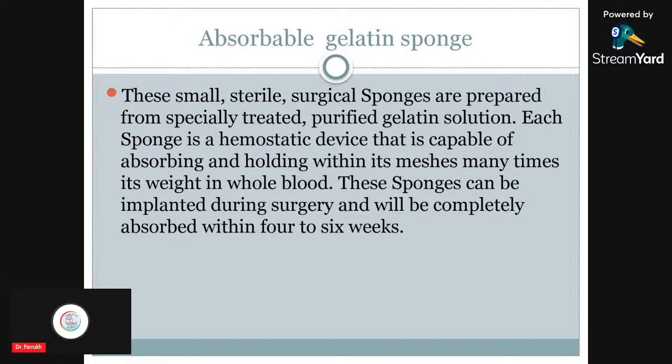Absorbable gelatin sponge. These small sterile surgical sponges are prepared from specially treated purified gelatin solution. Each sponge is a hemostatic device that is capable of absorbing and holding within its meshes many times its weight of whole blood. These sponges can be implanted during the surgery, okay, and will be completely absorbed within 4 to 6 weeks.